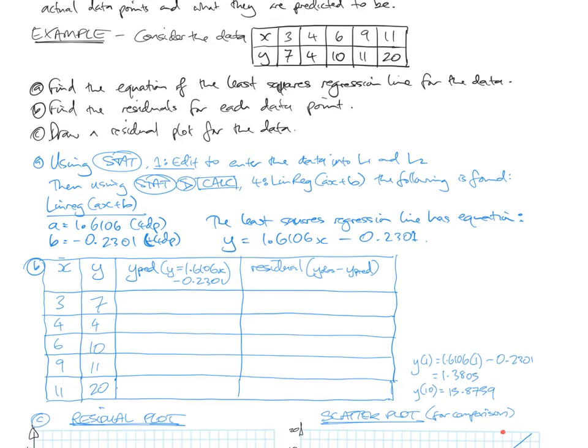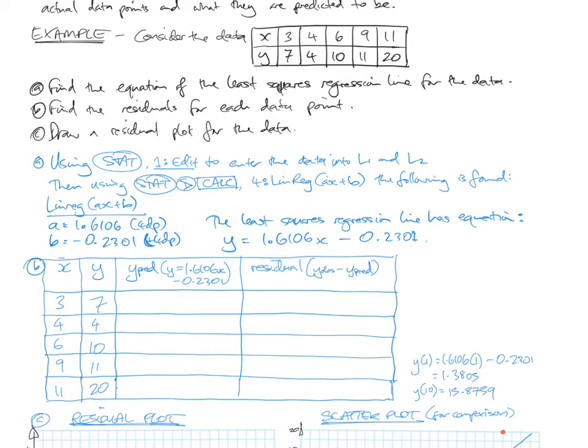So let's look at this data. You've got x data and y data: 3, 4, 6, 9, 11, and then the accompanying y data is 7, 4, 10, 11, 20. Firstly, we need to find the equation of the least squares regression line for that data, find the residuals for that data, which is the new part, and then draw a residual plot for the data, which is another new part. A lot of this I've already set up because I just want to show you the new portion.